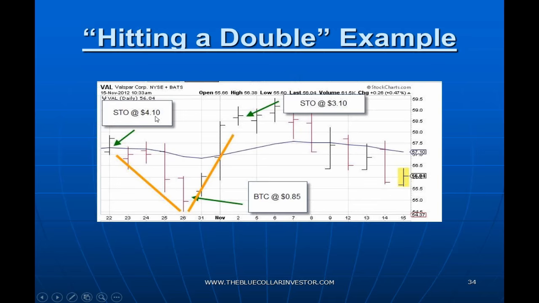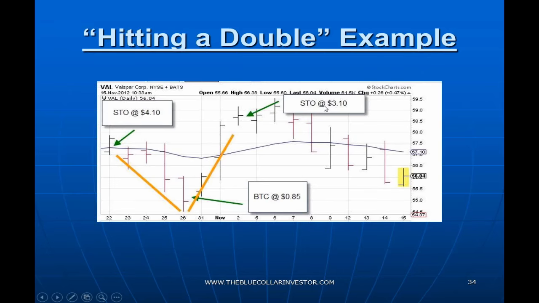Since it was early in the contract and it wasn't company specific, I decided to give it a couple days, see if it would bounce back. Lo and behold, it did. So I bought it back at 85 and then sold the same option, the very same option, for 310.